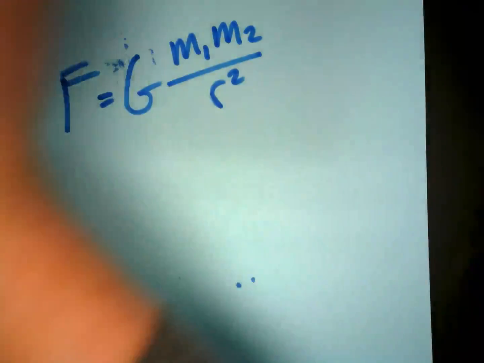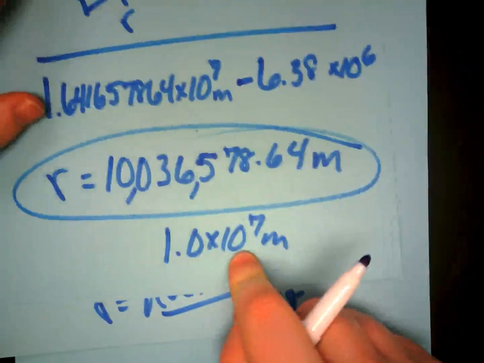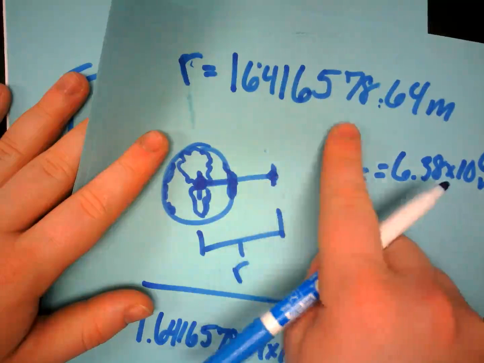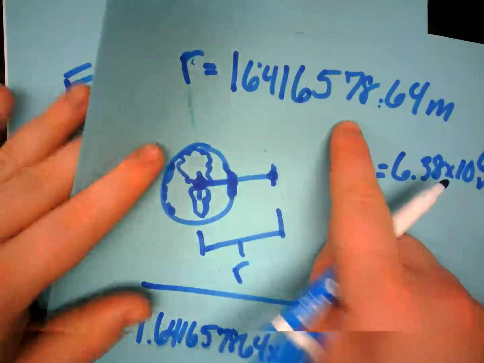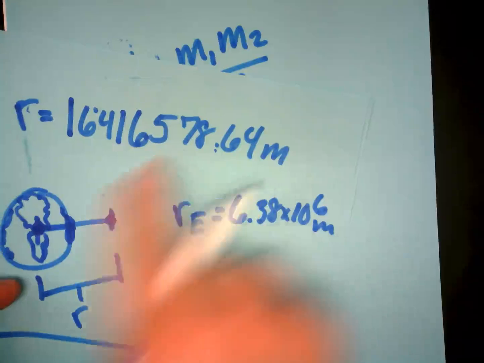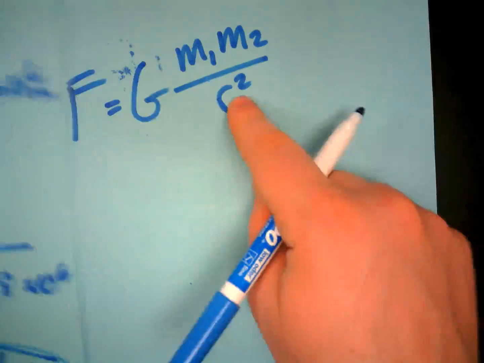We do have this. This is not going to be the number we just got, because remember, this is from here to here. But we definitely have this number. We've got here to here. That's this number right here. So this number, from the center of the Earth to the center of our mass, is going to be this. And let's just see what we get.